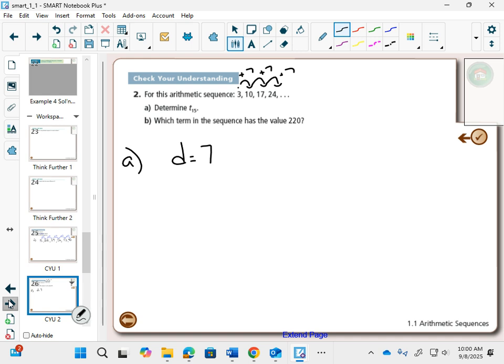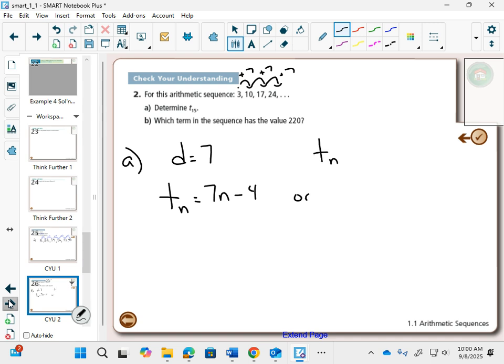Now we can either make the formula using that 7. So the shortcut would say, I know it's going to be 7n, and if I look at the third one, 17, 7 times 3 is 21. To make 17, I'd have to subtract 4. Does it work for term 1? 7 times 1 is 7, minus 4, 3. Yes.